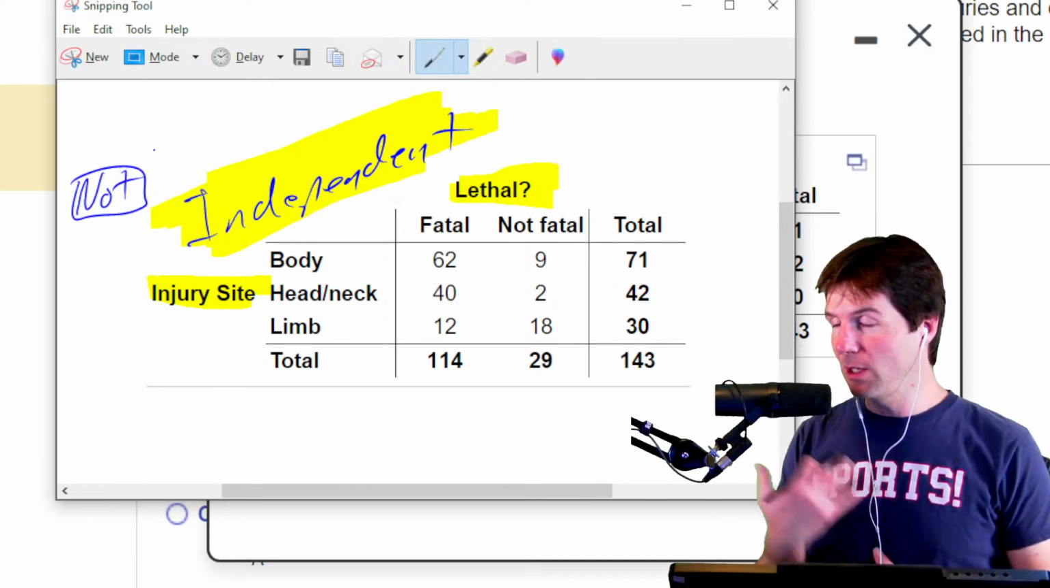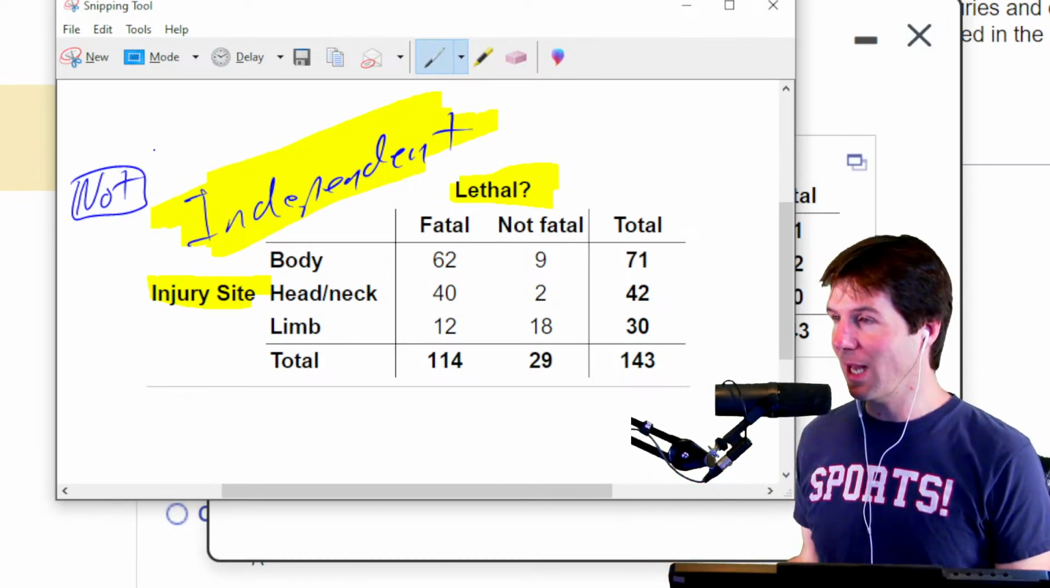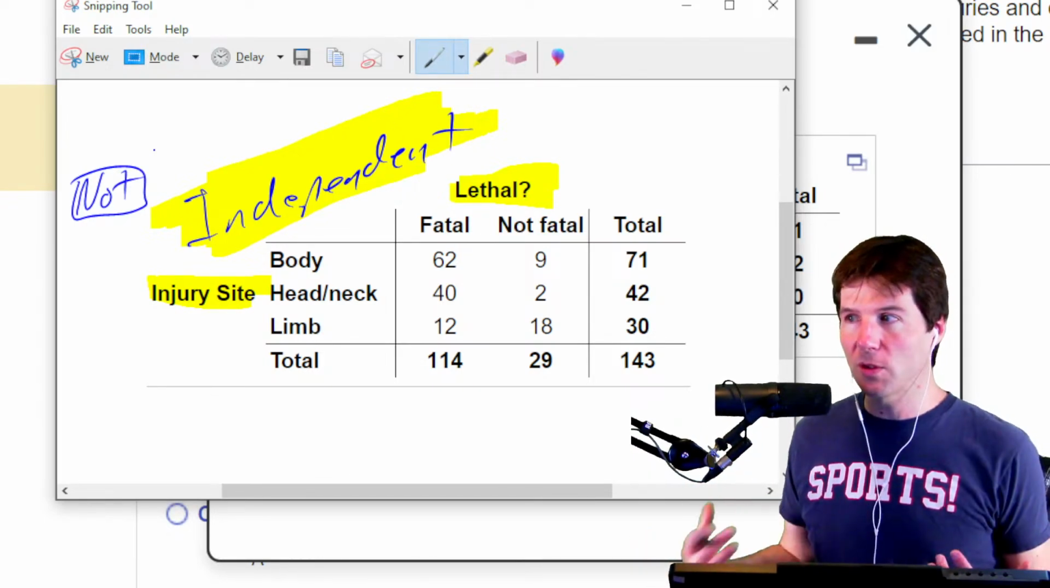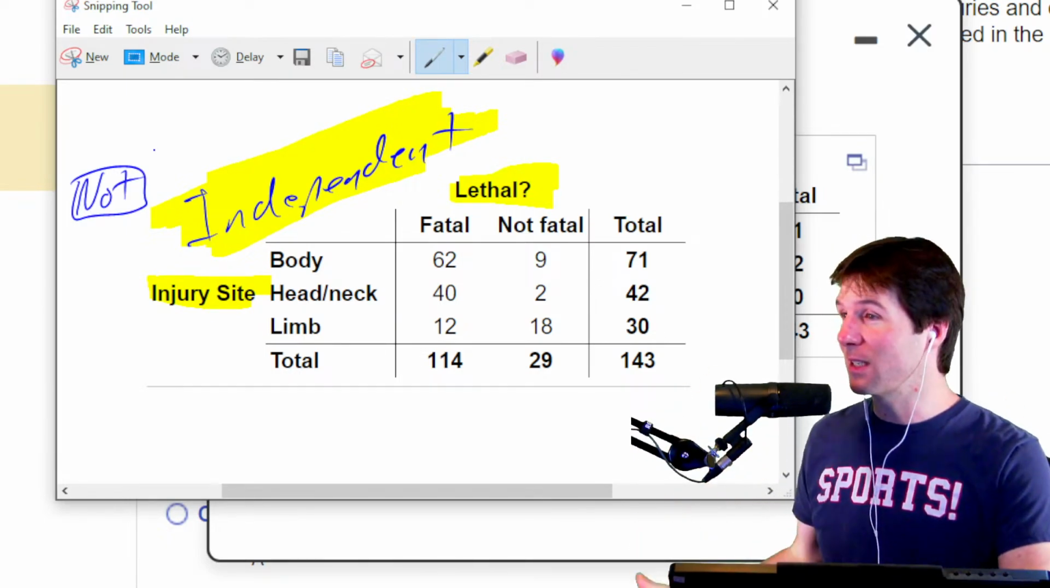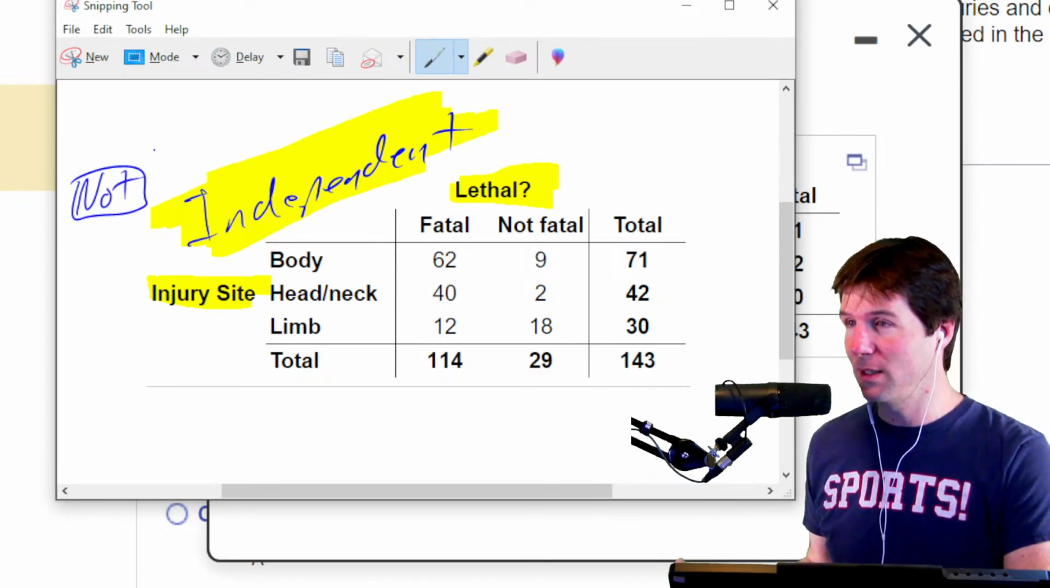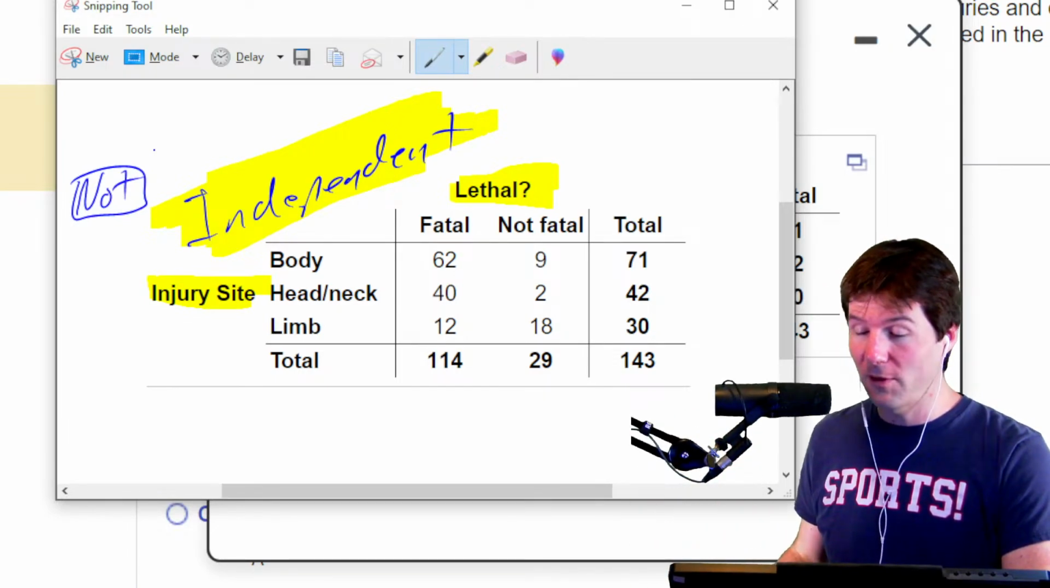Like where somebody was injured is not going to tell you anything about the lethality of the injury. So there would be no association. If you're injured in the pinky versus injured in the neck, it's not going to tell you any sort of difference on the lethality. This is a war story right here, so not a fun topic.